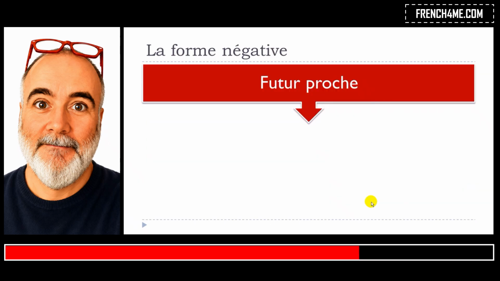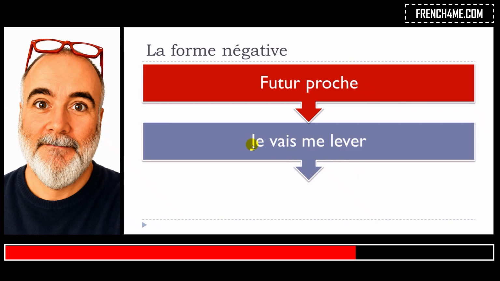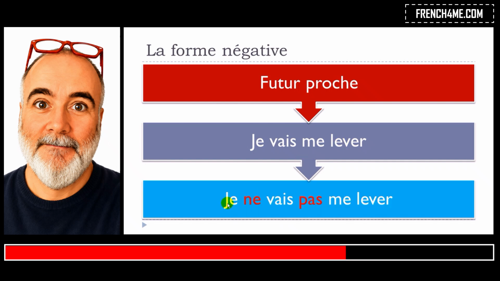Okay, for the futur proche, so je vais me lever. Okay, so I am going to get up. Je ne, and then vais pas me lever. So it's actually quite easy when you get this form, because you will have to put ne and then pas before and after the first verb. Okay, and in that case it's vais. So you don't really need to bother about the fact that it should be before this me. Okay, but in that case, je ne vais pas me lever.